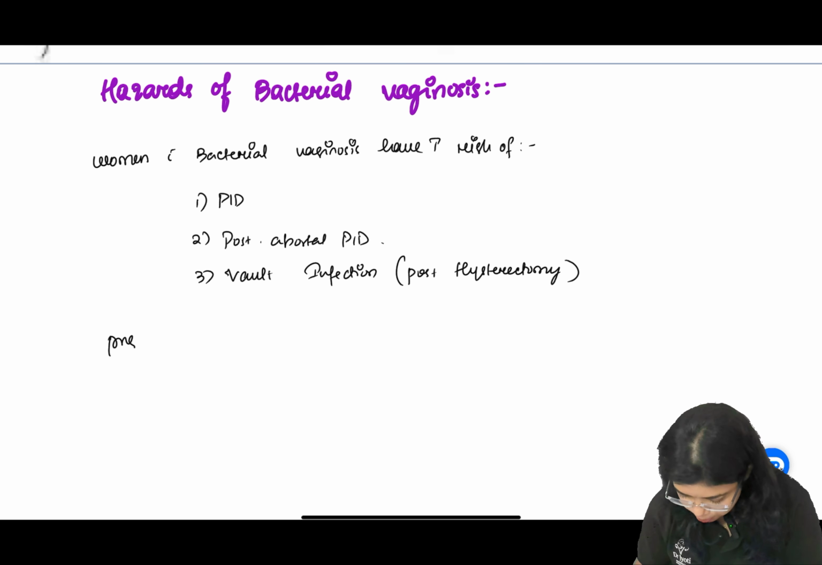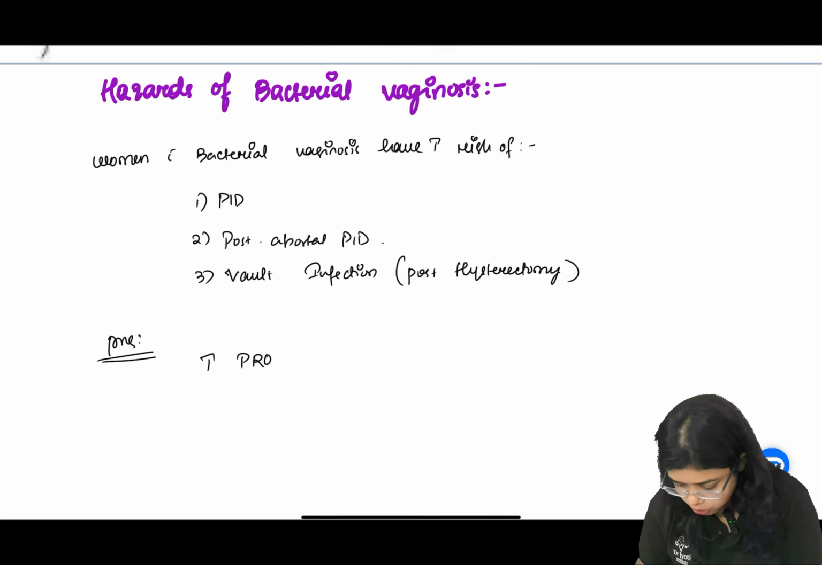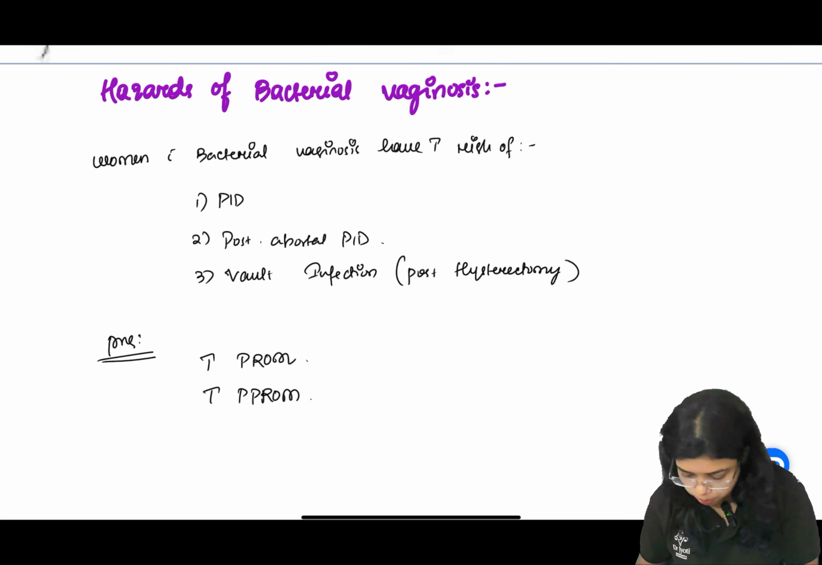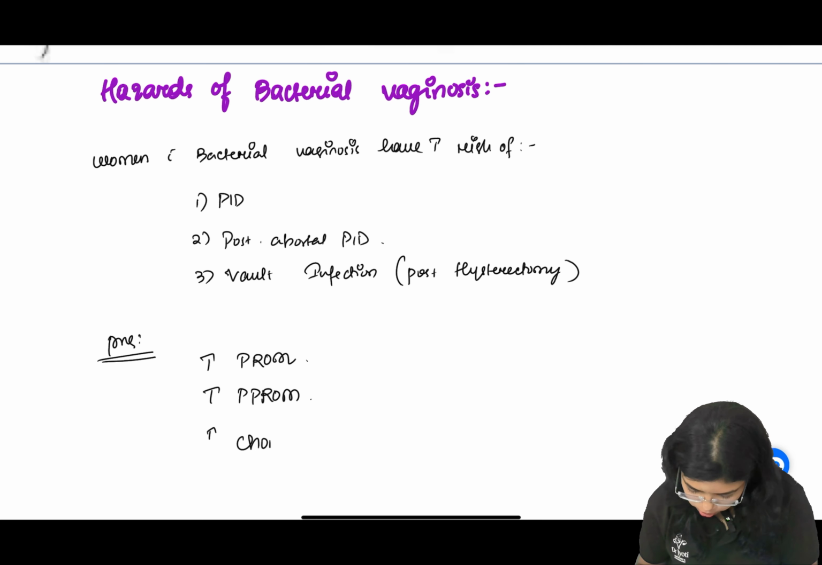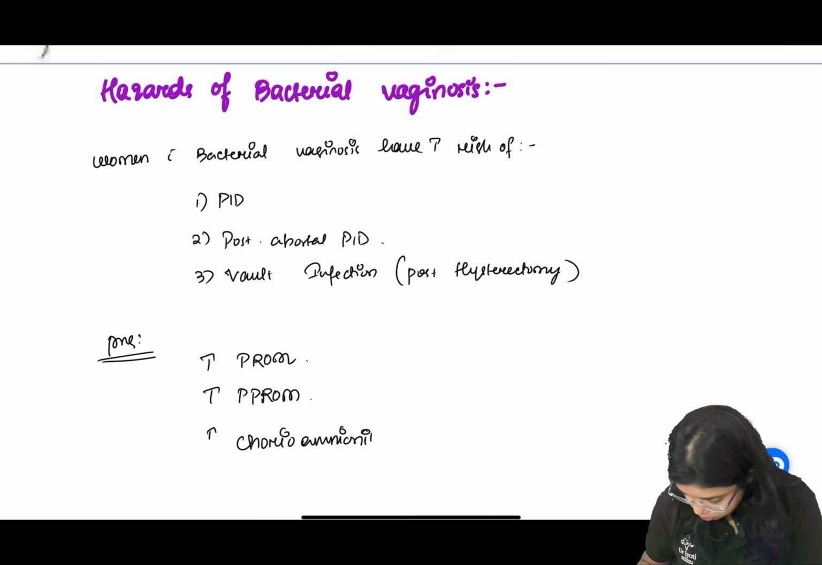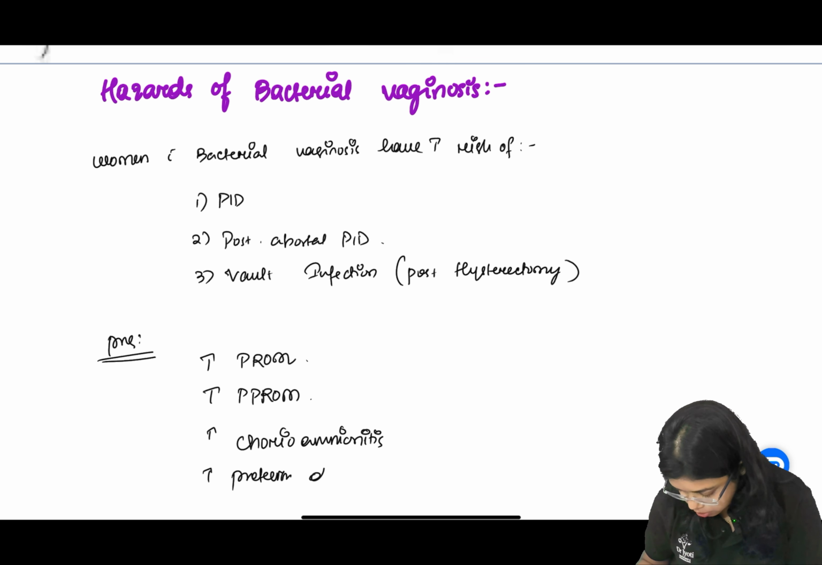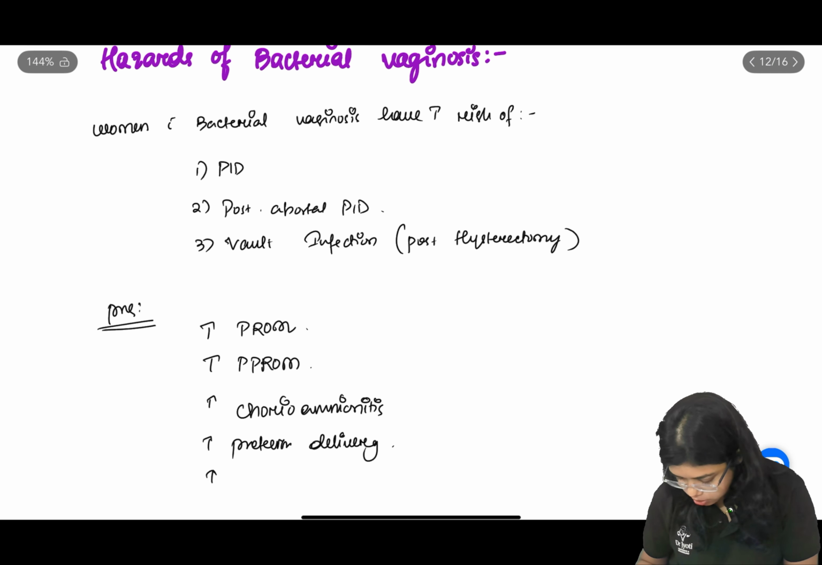And in pregnancy, what happens? In pregnancy, there is increased risk of premature rupture of membranes, PPROM and PROM, and increased risk of chorioamnionitis, preterm delivery, and endometritis after delivery or after cesarean section.